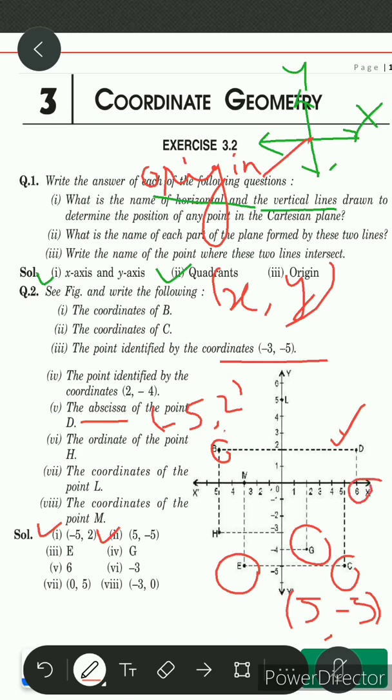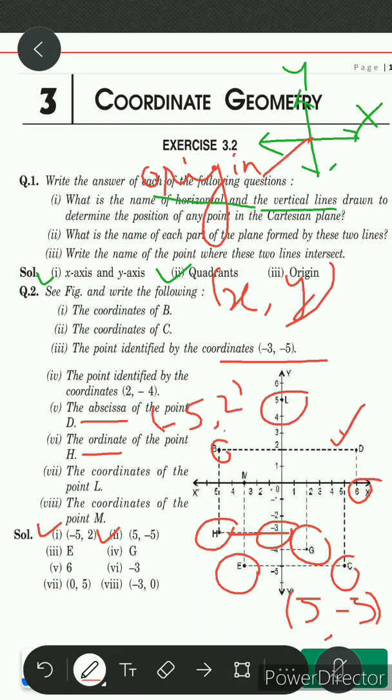The ordinate, the value of y is known as its ordinate. The ordinate of point H. Locate where is your H and the value of y. Yes, it is -3.